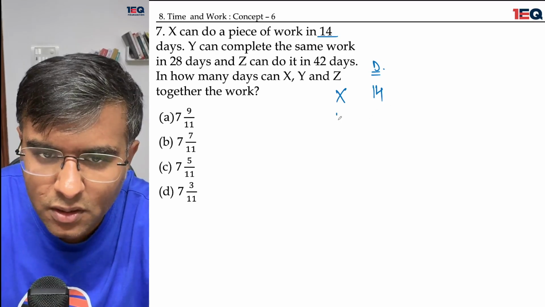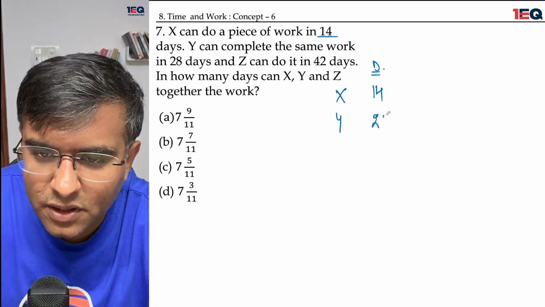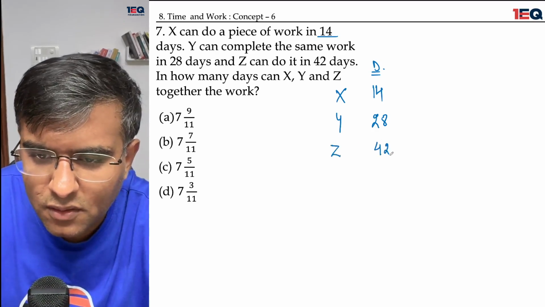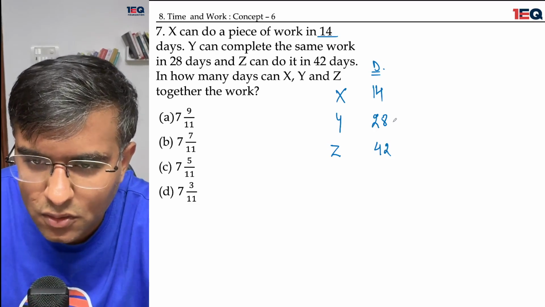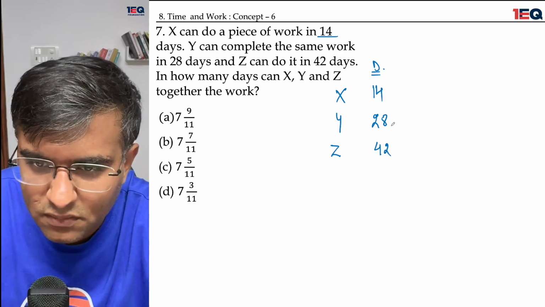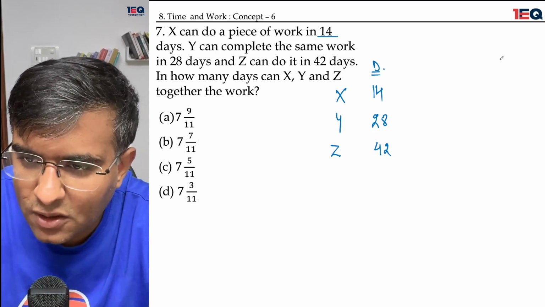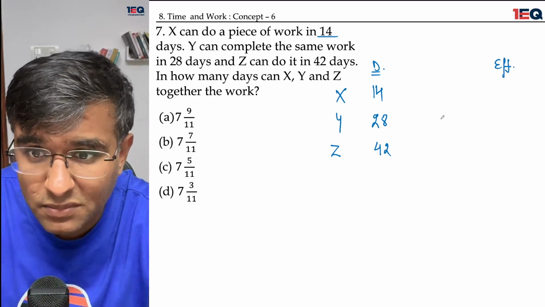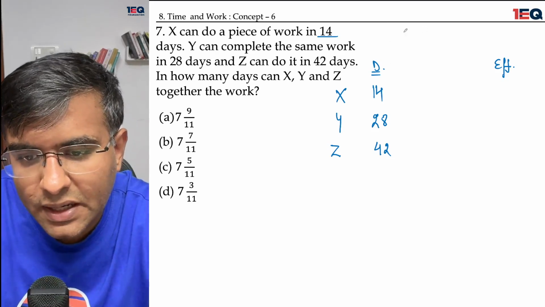X is 14, Y can complete the same work in 28 days, and Z can complete the same work in 42 days. In how many days can they complete the work working together? I need to move to a point where I can find their efficiencies and also find the total work in the middle. I have 14, 28, and 42.